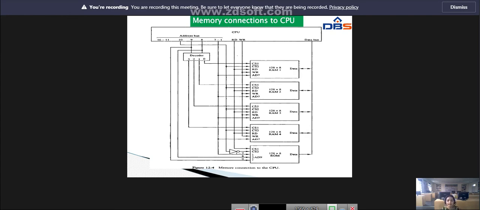So this is the explanation of this diagram, that is, memory connection to CPU. Next, we have some types of ROM. PROM is programmable read-only memory. It is a memory chip on which data can be written only once. Once a program has been written onto programmable read-only memory, it remains there forever.